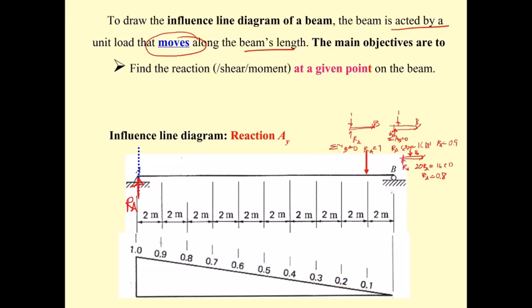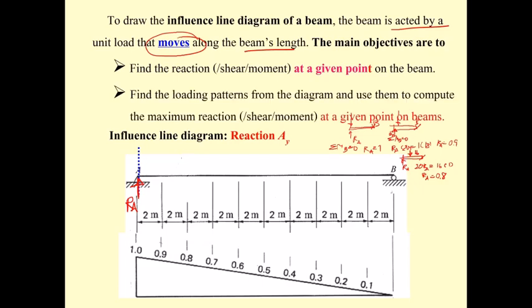And then when the load arrives at B, all the force transfers to B, there is no R sub A. And this change is called the influence line diagram. Next, you may see the influence line diagram has all positive values. We will find the loading pattern.